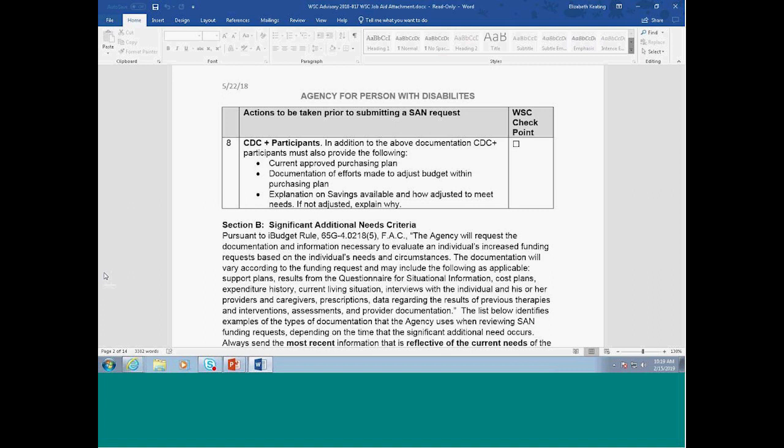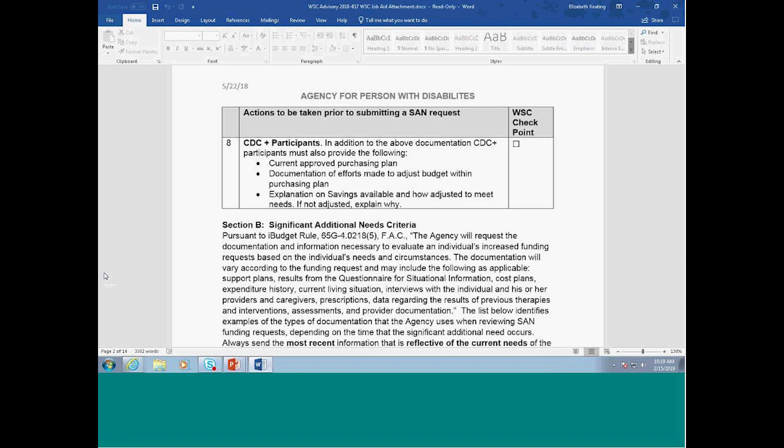So just like we just talked about with adjusting funds within a cost plan, a purchasing plan can also be amended to free up funds for an additional need that the consumer has. And then we need an explanation of savings available and how the savings were adjusted to meet the individual's needs. So savings should always be used prior to requesting additional funds.